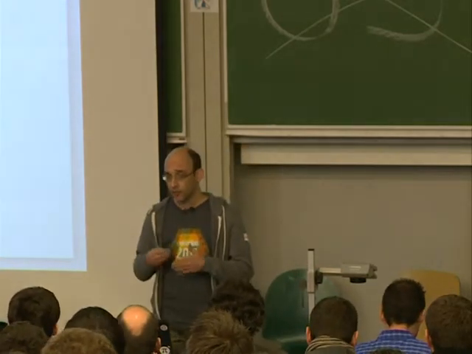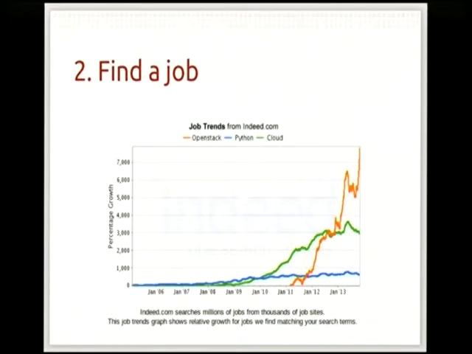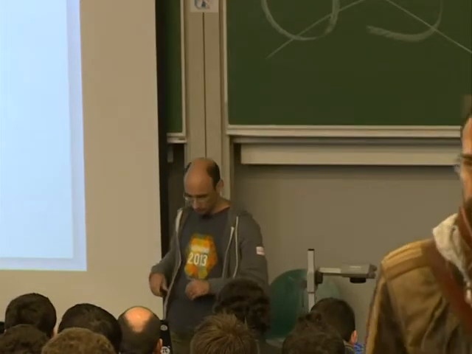So you get noticed, and then you can get a job quite easily because the OpenStack job market is quite hot. This is a graph from Indeed.com giving the growth of jobs in recent times. You can see that Python is pretty hot. Then cloud is very hot. And then OpenStack is extremely hot. So granted, we start from nothing, so it's quite easy to go up.